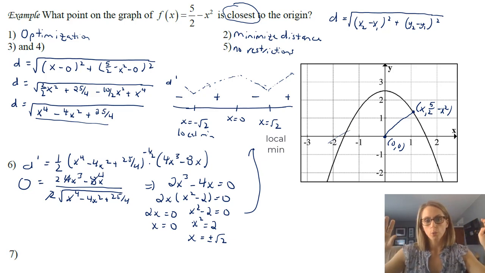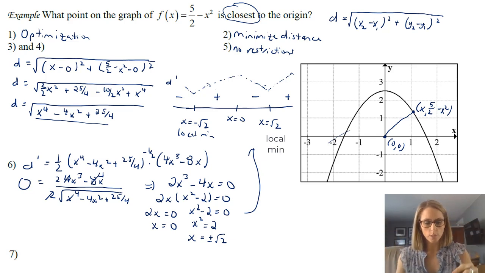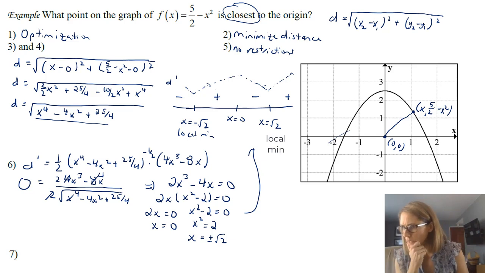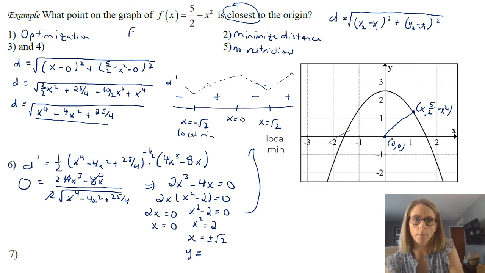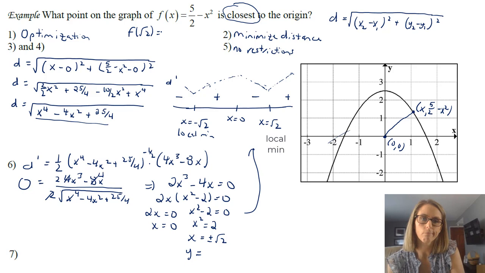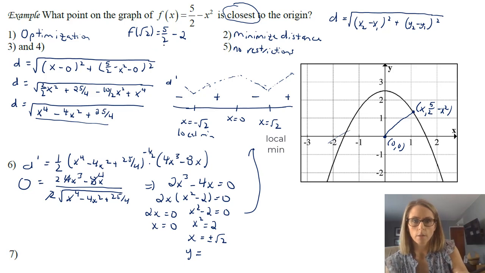Okay, so now we can see that we're going to have some minimums where the points are going to relate to both negative root 2 and root 2. So we just need the y values. And so if you put those in, the y value that comes out, now this is going back, remember, into the original. So if you put the square root of 2 in to your original, you're going to have 5 halves minus 2, because the square root of 2 squared and the negative square root of 2 squared is 2. And so that's going to give you 1/2. So you have the y value of 1/2.